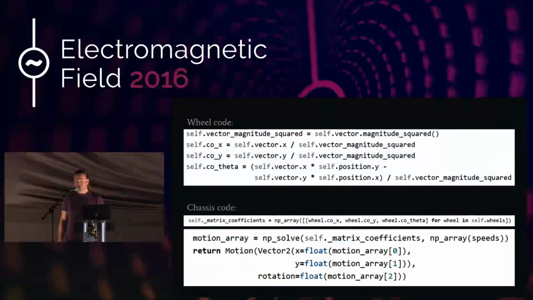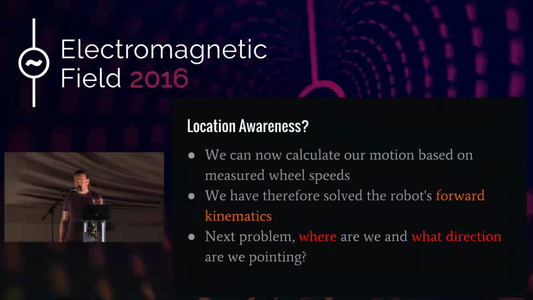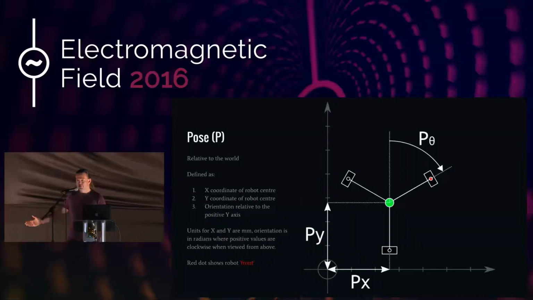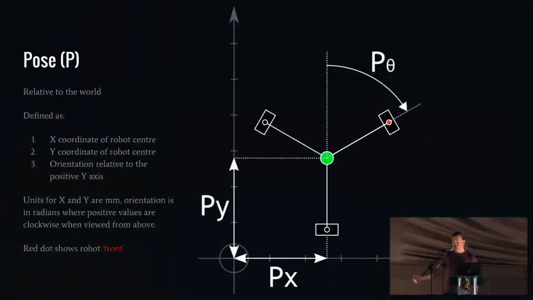So we now know our motion based on our wheel speeds. Question is, where are we and what direction are we going? Because that's actually what we care about. So now we have a pose, which is a bit like a motion, only it's in world space. As the robot moves around on the stage, we can imagine that the stage has a grid on it, and that the stage also has a direction that's north, and the pose is where the robot is on that grid and what direction its front is pointing in.